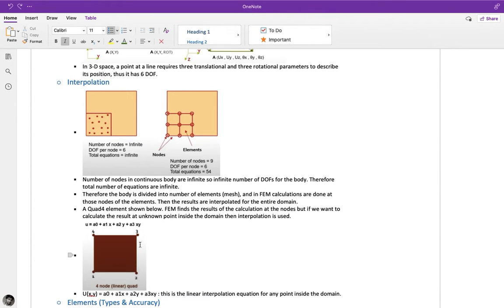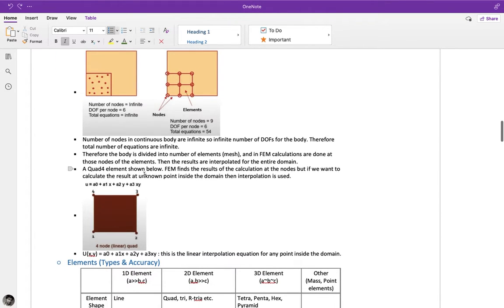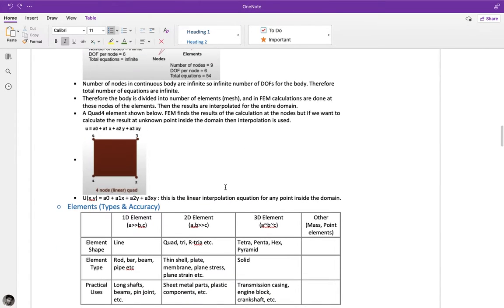So basically, if we take an example of this quad 4 element shown below, the FEM finds the results of the calculation at those nodes. But if you want to calculate the results at an unknown point inside the domain, then we need to interpolate the results. So if we have the results for the 4 points, we use these linear equations as given here, and we interpolate. And if we want to find the deformation at xy, we just put the xy value here and we can find the deformation at any given point inside the domain.